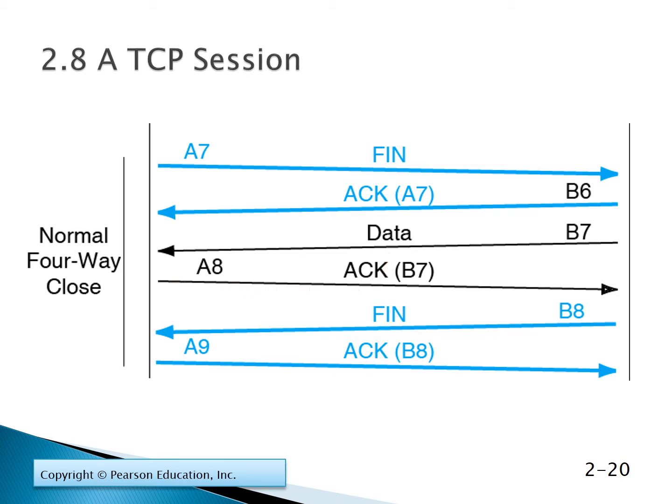So even though A has sent the FIN, it only means that A does not want to send anything anymore, but B can still send something. So B will still send the data here, and A can still receive this message and send acknowledgement. So now B also has finished talking. So B will also send a FIN here to A, and then A will acknowledge receiving this. Then now both of them have sent the FIN, they have both said goodbye. Then they can both hang up the phone. So that's what they call a normal four-way close in a TCP session.